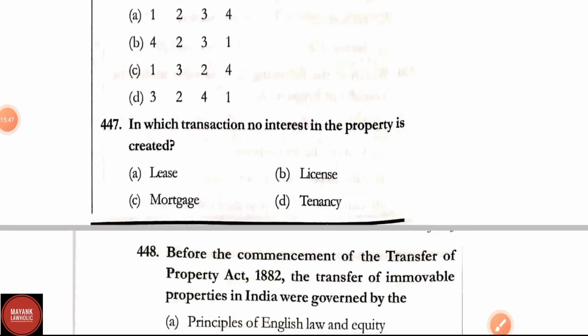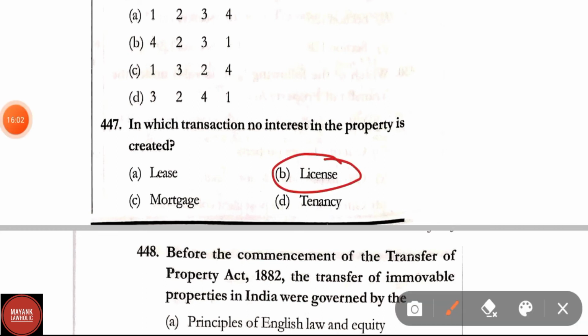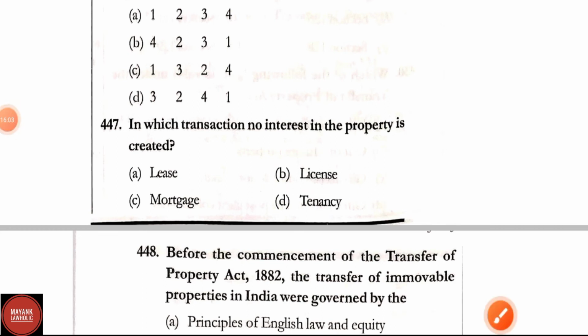Question number 447. In which transaction no interest in the property is created? Options are lease, license, mortgage, tenancy. Here correct answer is option B, that is license. In license, no interest in the property is created.